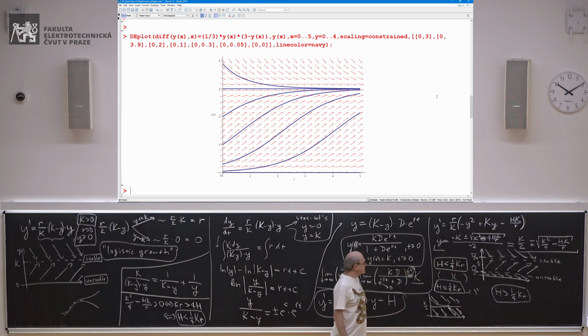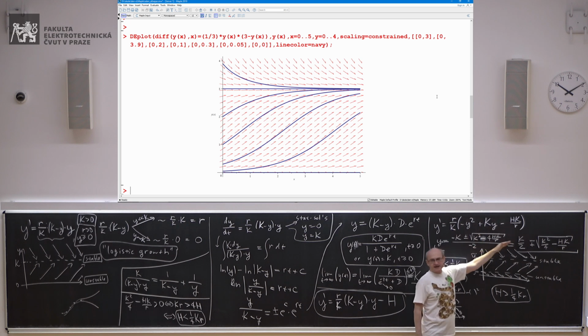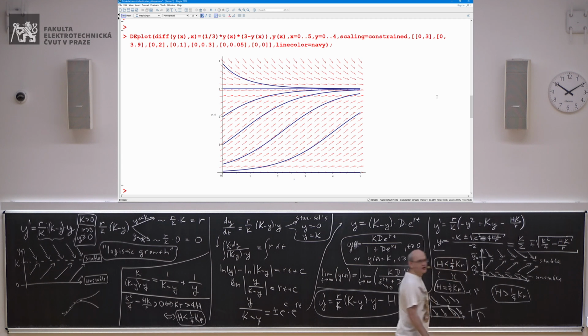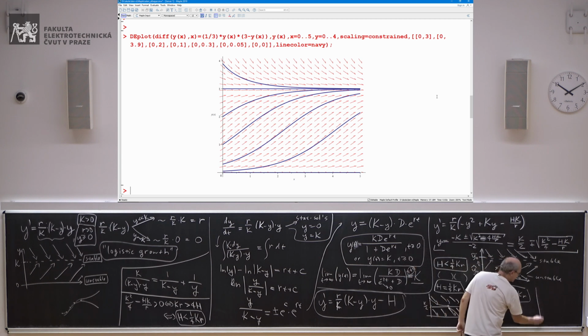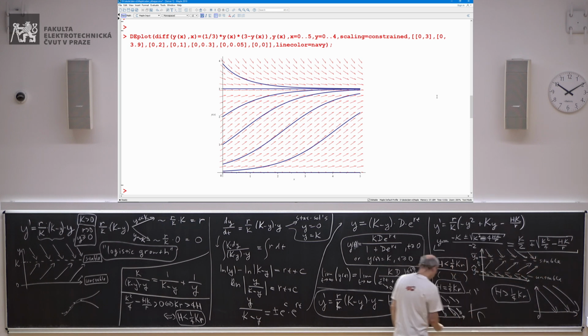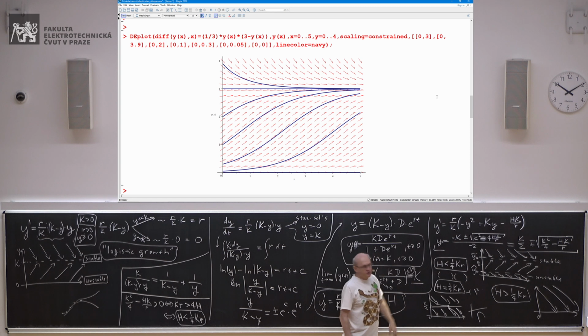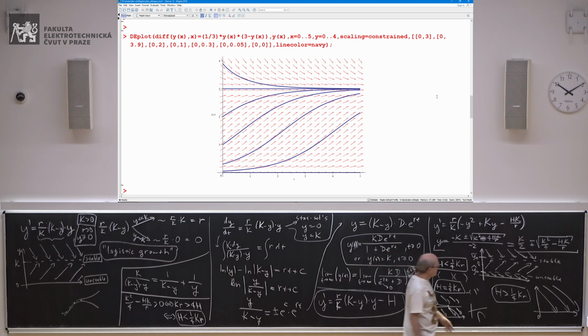When you harvest too much, then there are no real roots. So this will be a quadratic factor which does not have a root, and there is minus in front of y squared, so the graph looks like this. This is always negative. And the picture looks like that. So no matter what you do, the population dies out, which is common sense. If you harvest too much, you simply eat it all. Okay?